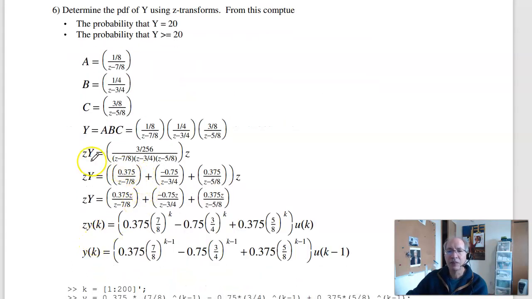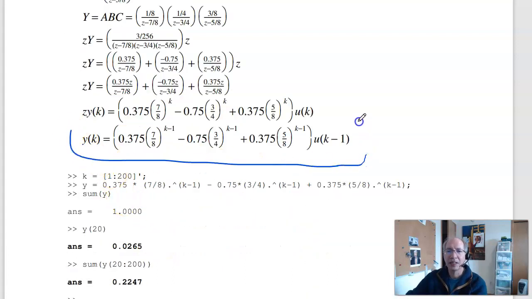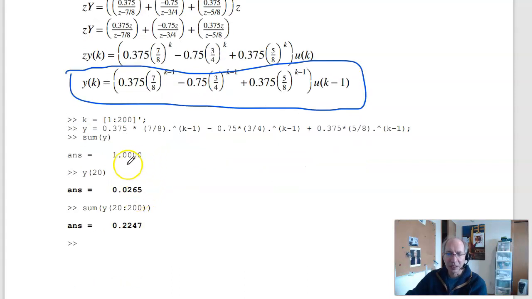To take the inverse Z transform, again multiply by Z, do partial fractions, multiply through by Z, take the inverse Z transform, delay by 1. Okay, there is the PDF for A plus B plus C. In MATLAB, if I plug in numbers, I can say that the total probability is 1. It's a valid PDF. The probability of it taking 20 die rolls is 2.65%. Probability of 20 or more rolls, 22.47% chance.